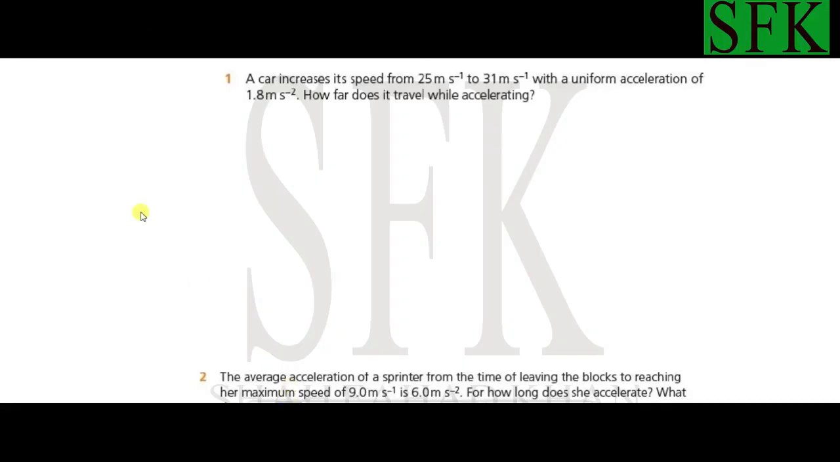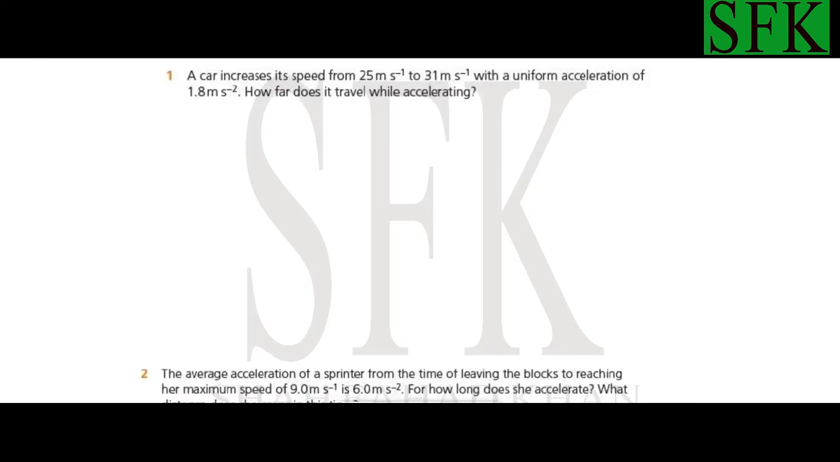Let's talk about a few example questions, a few practice questions that we did on the equations of motion. The first question: a car increases its speed from 25 meters per second to 31 meters per second. So its initial speed is 25 meters per second, and the final speed is 31 meters per second, with a uniform acceleration.